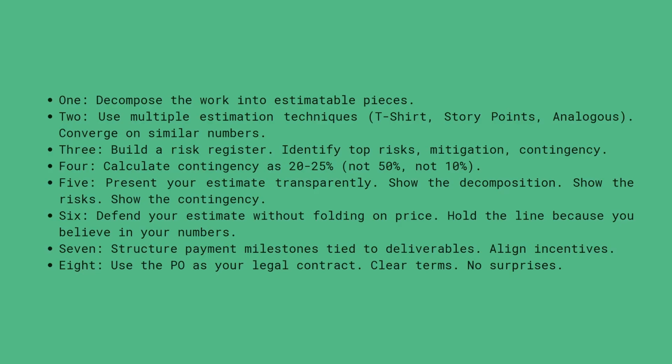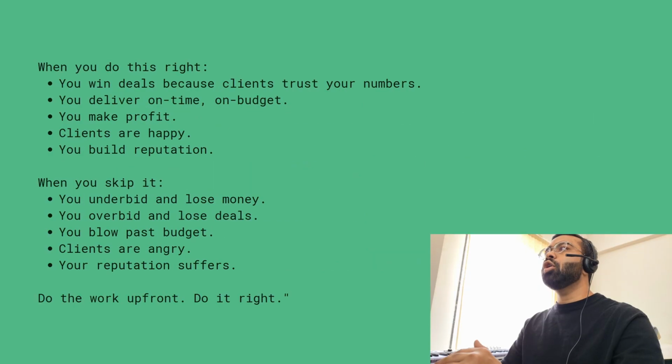Structure payment milestones tied to deliverables. Align incentives. Eighth is use the PO as your legal contract. Clear terms, no surprises. When you do this right, you win deals because client trusts your number. You deliver on time and on budget. You make profit. Clients are happy. You build reputation. When you skip this, you underbid and lose money. You overbid and lose deals. You blow past budgets. Clients are angry. Your reputation suffers. Do the work upfront. Do it right.